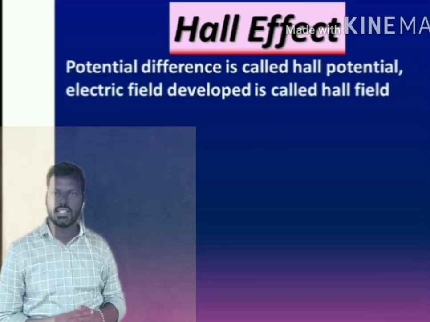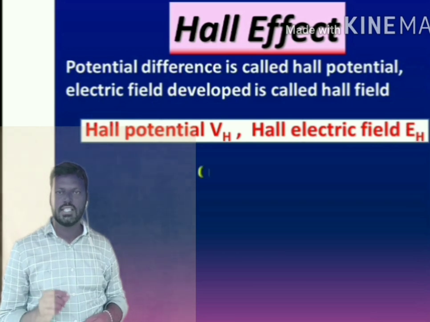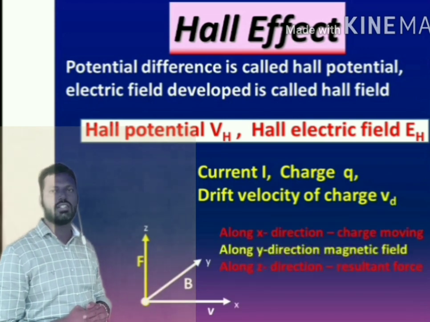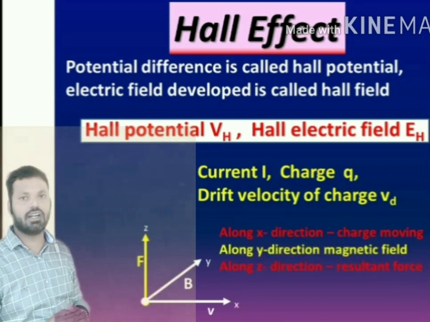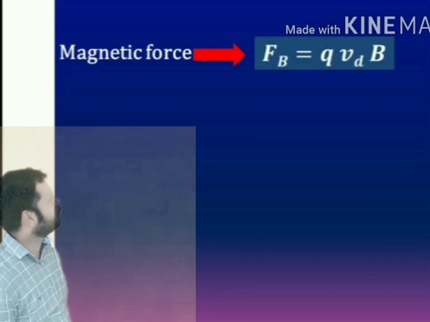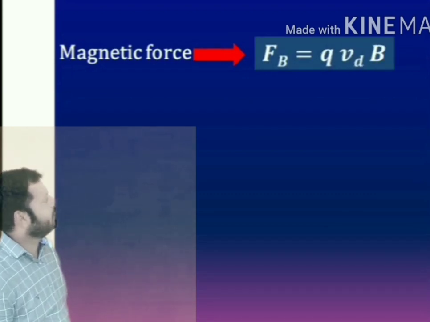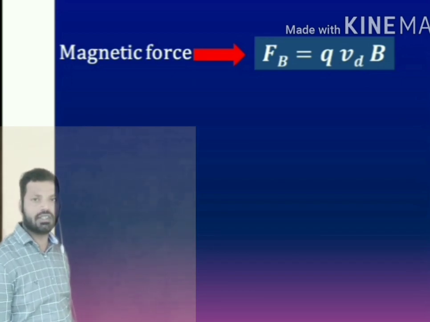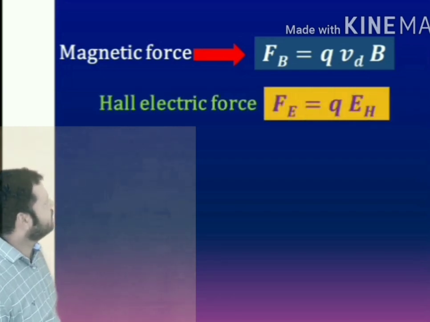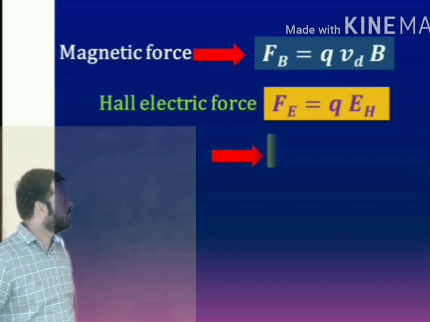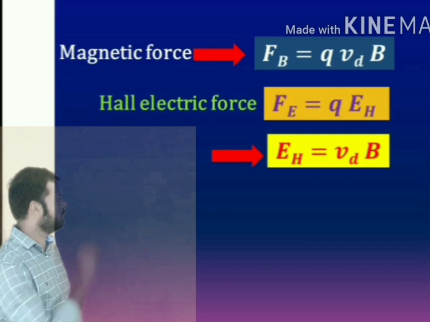Let us suppose the current carried through the conductor is I and the charge is Q. The drift velocity of the charges is Vd. Along the x direction charge is there, along the y direction magnetic field is there, and the resultant force is acting along the z direction. The magnetic force acting on the charges is Fb equal to Q Vd B. Here Vd is the drift velocity. The Hall electric field is EH, so the Hall electric force Fe is equal to Q EH. From these two we get EH equal to Vd B.